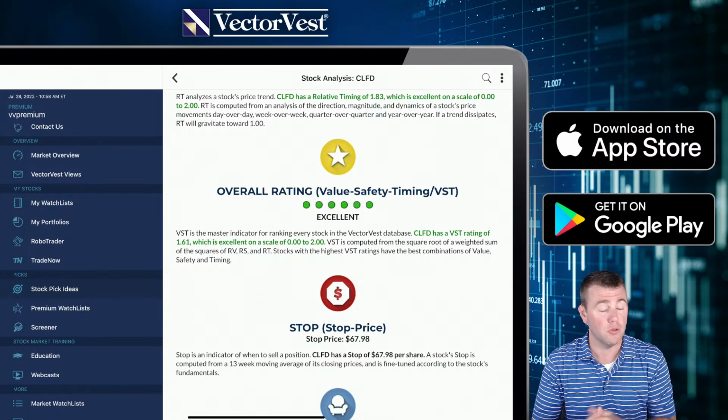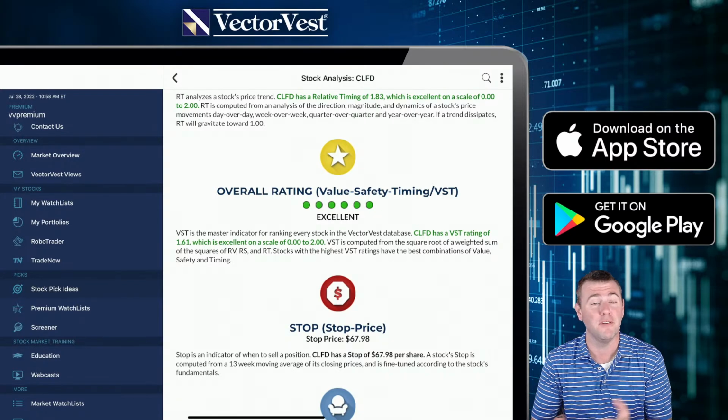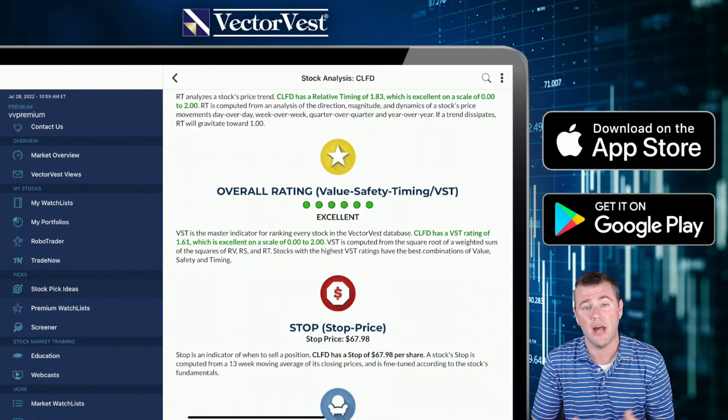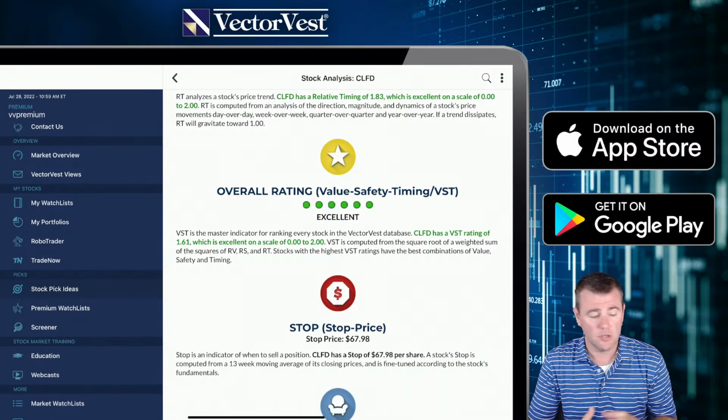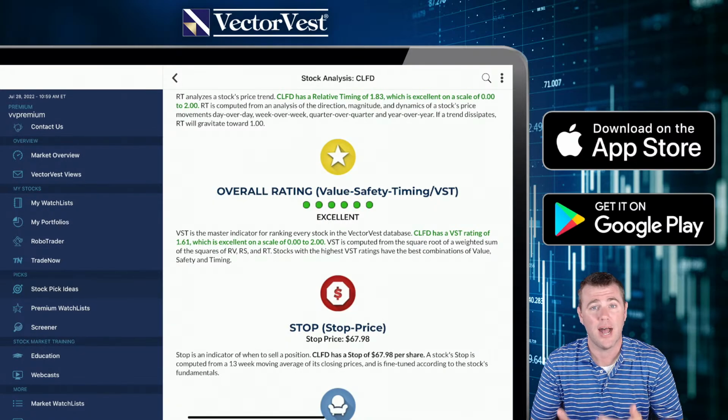So, if you're looking for a real quick snapshot, the 30,000 foot view, if you will, of the stock, simply looking at the VST will give you a lot of insight in a very, very quick period. So once we understand these indicators and what they're looking at, we can then utilize that information to help make those decision processes a lot easier.